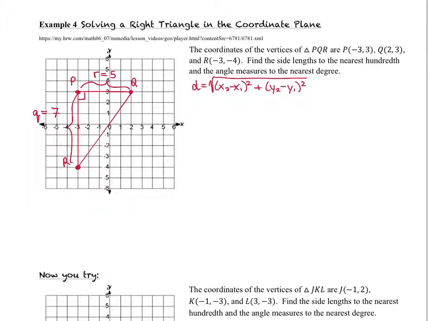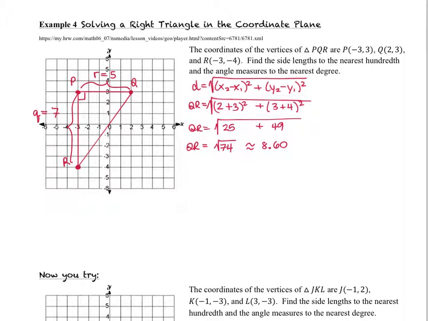So once we have the distance formula written down, we can plug in what we know. Remember that we're looking for the distance from Q to R. So let's plug the coordinates in and find the missing distance. So rounded to the nearest hundredth, our hypotenuse measures 8.60 units. We have all 3 side lengths now, and we need to find the angle measures that are missing.